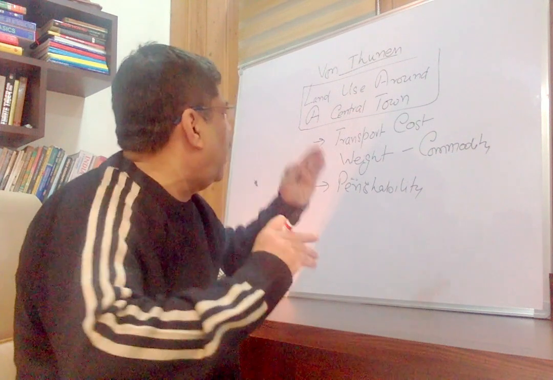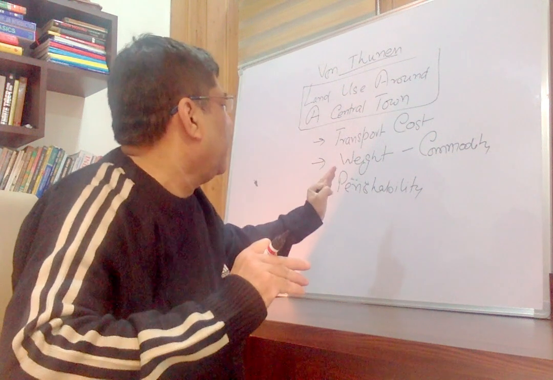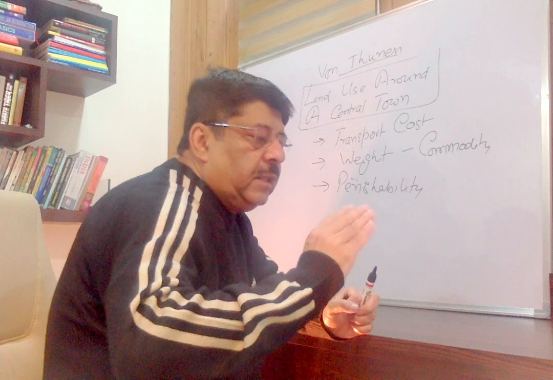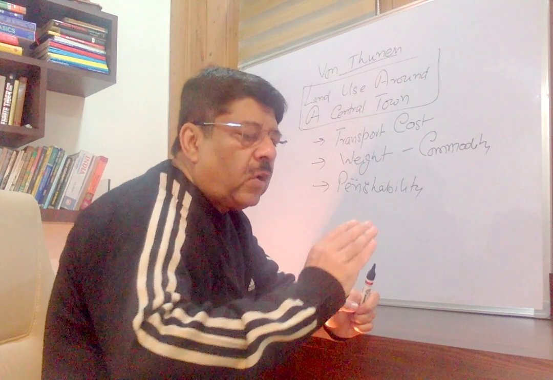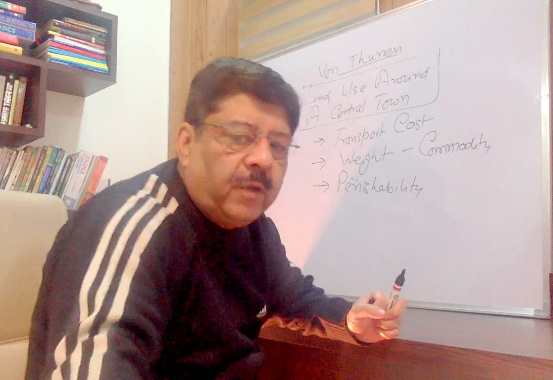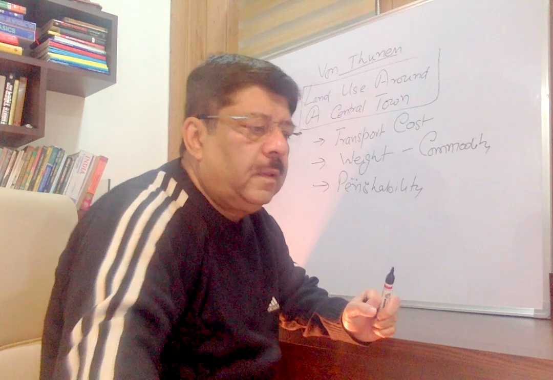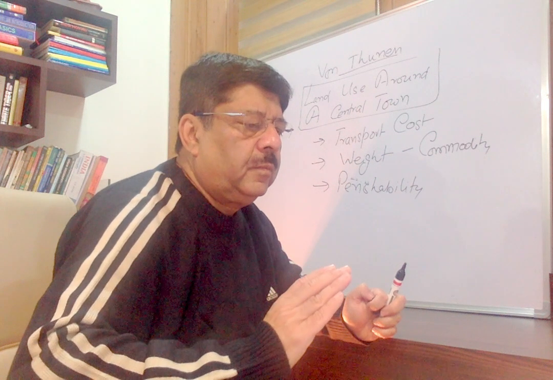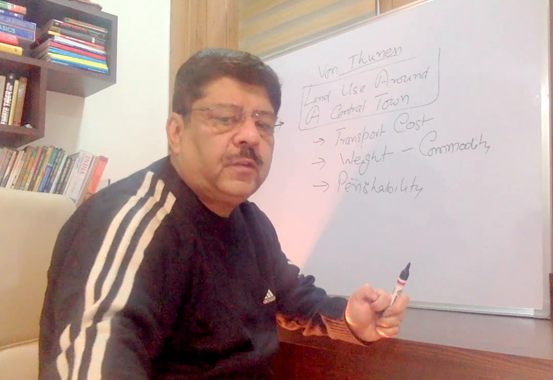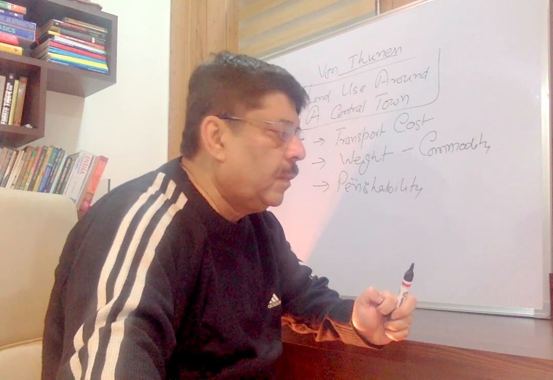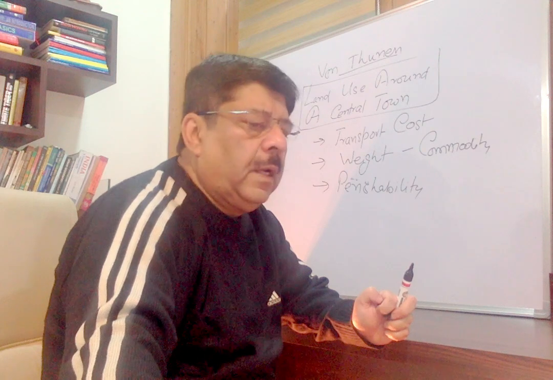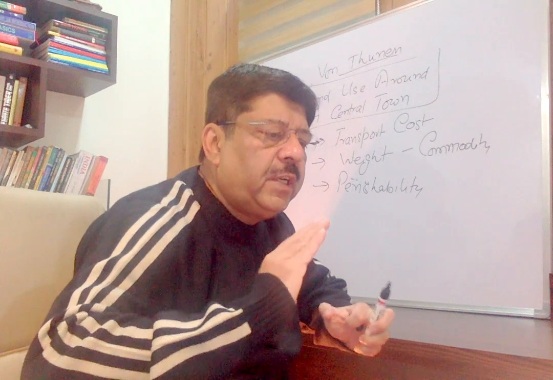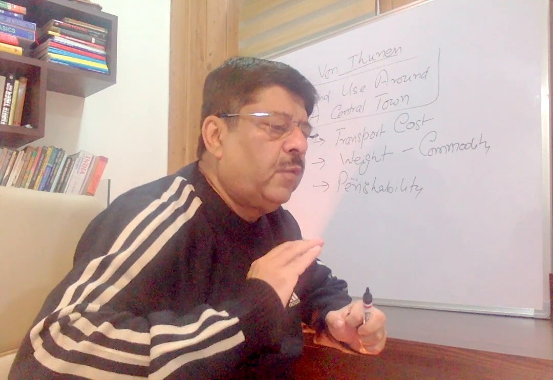So on transport cost, on weight, and on perishability, these bases decide what crop the farmer will grow. मेरी बात समझ रहे हैं आप? What difference does weight make? The more bulky the item, it may be more problematic to carry the materials, and more transport cost. Yes, you're right. Transport cost is a very vital element of von Thunen's model.